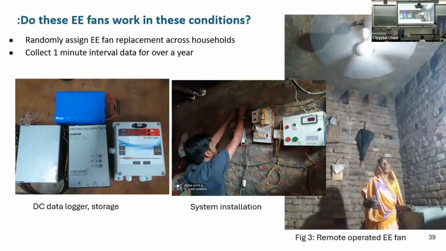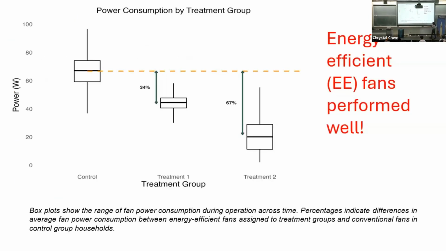We recruited a bunch of households. Some were our control households, and we just monitored their fan usage. And a subset of households allowed us to uninstall their conventional fan, put in this efficient fan, and log usage for over a year. And what we found is that these fans work great.